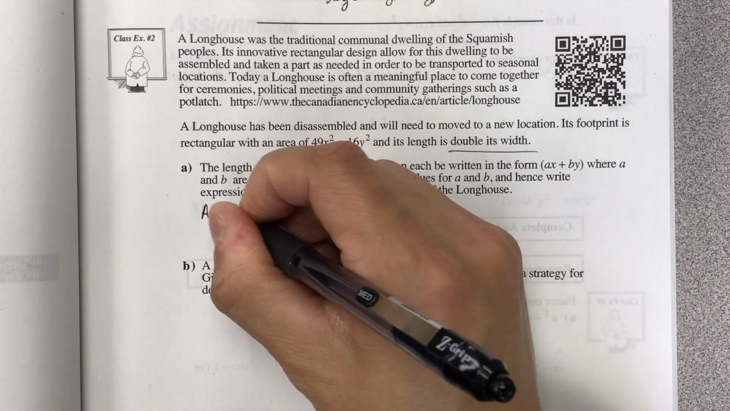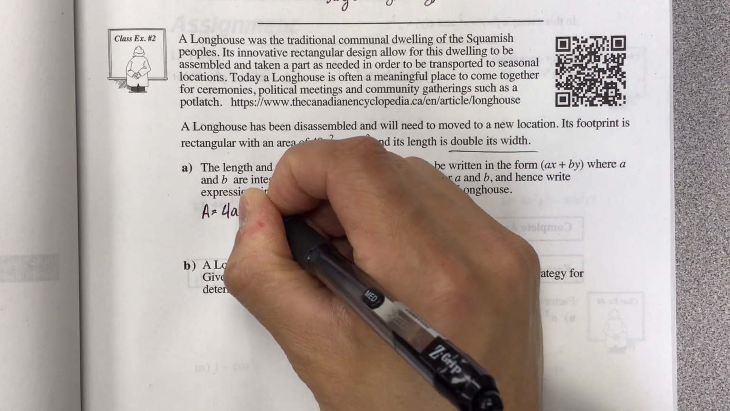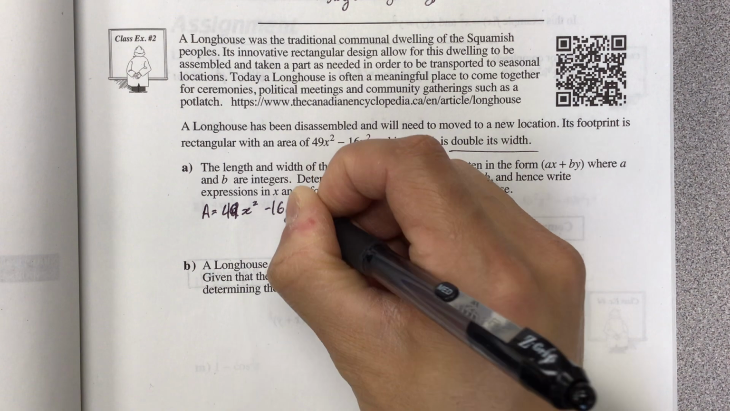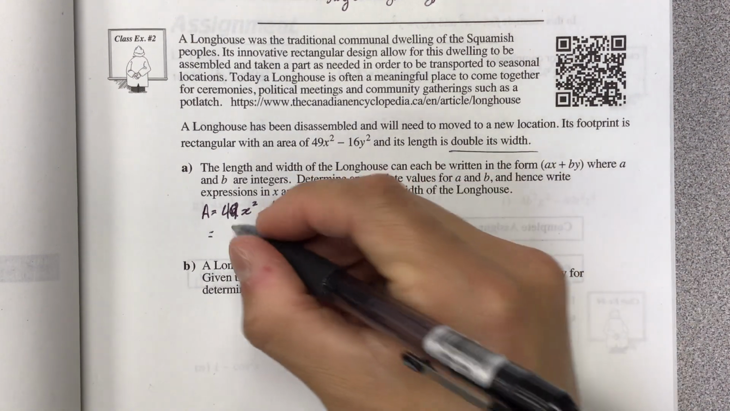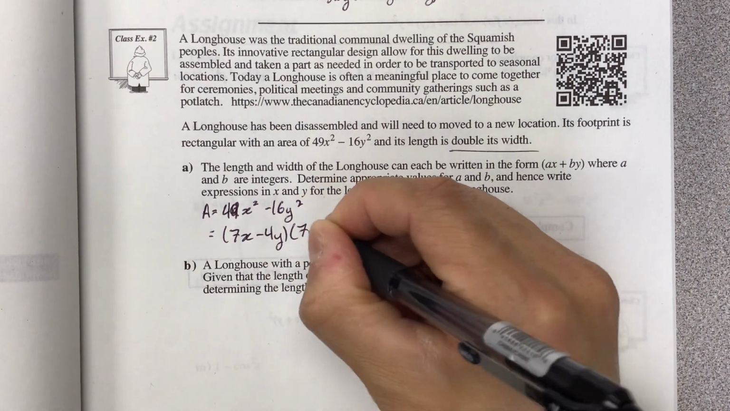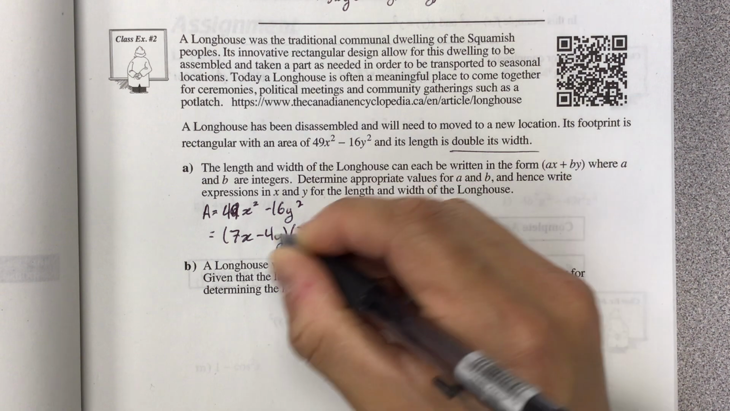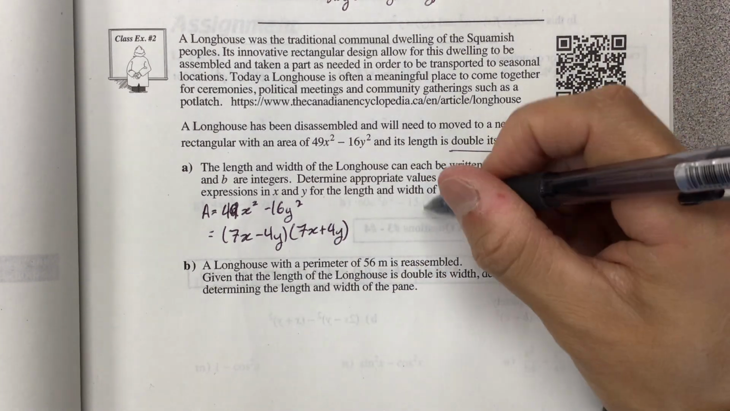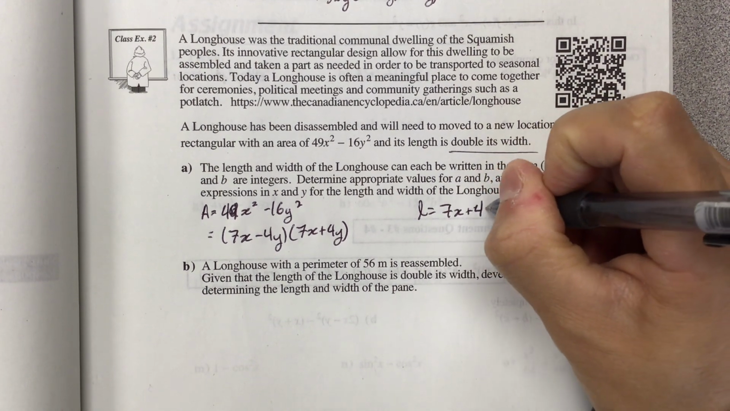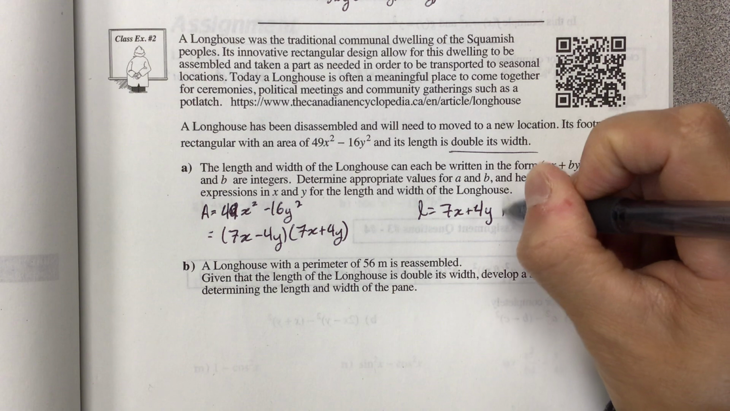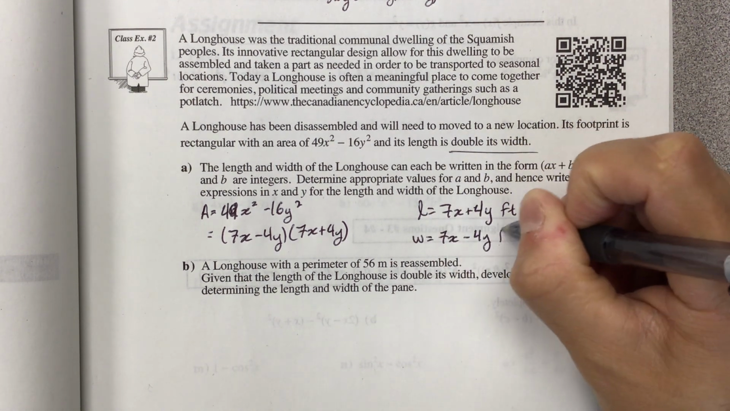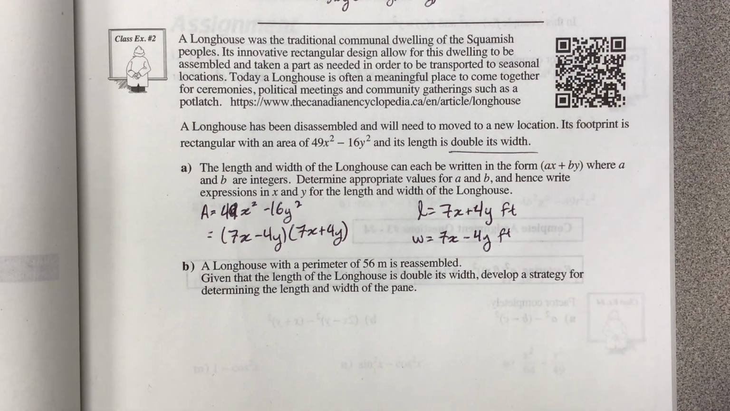So first of all, we're told that the area is equal to 49x squared minus 16y squared. If we were to factor this, this would become 7x minus 4y times 7x plus 4y. This represents the area, so the length and the width. So my length is double that of the width, which means it's larger. So we know that the length has to be 7x plus 4y feet, and the width needs to be 7x minus 4y feet. Minus 4y feet because it is smaller.